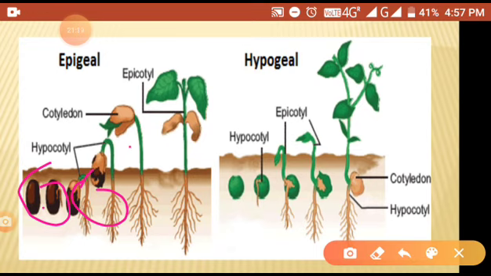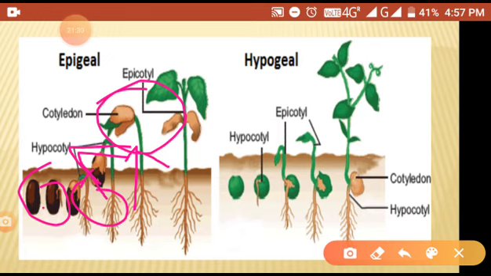So this hypocotyl portion is out of the soil, and the cotyledons are also out of the soil. So it is called epigeal germination.